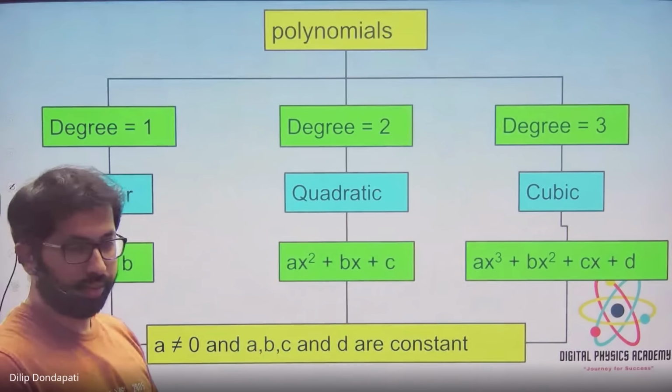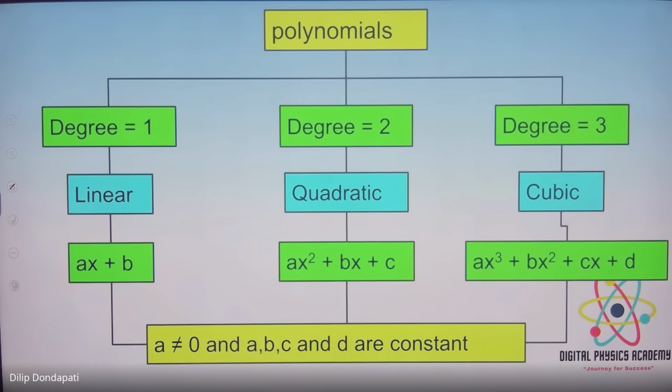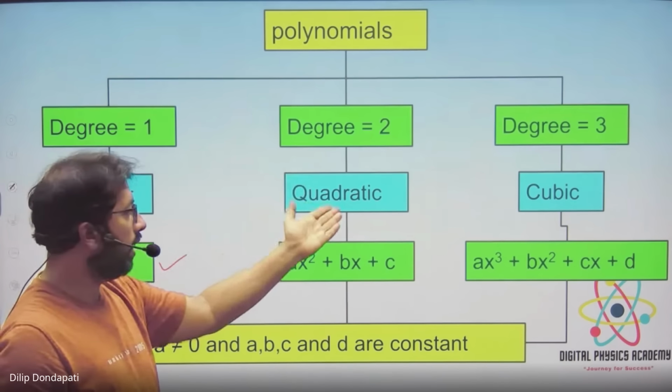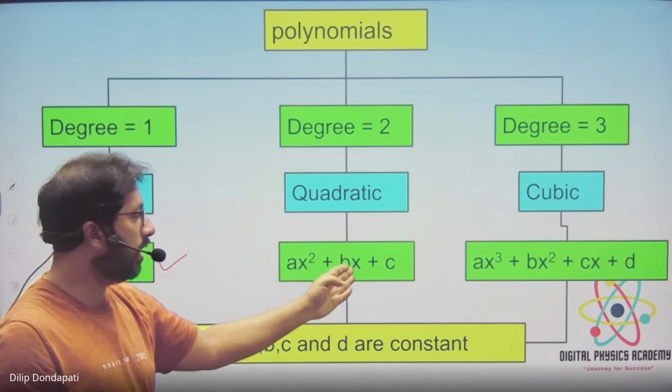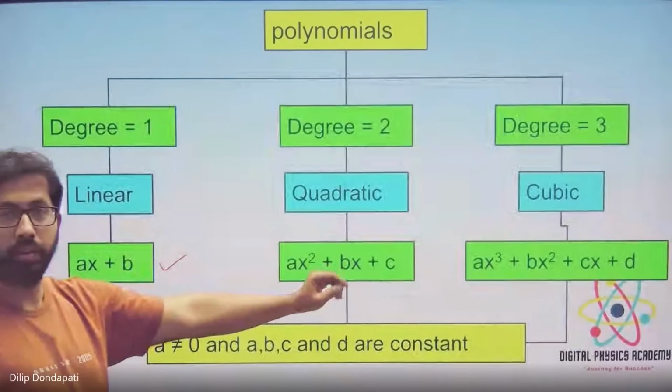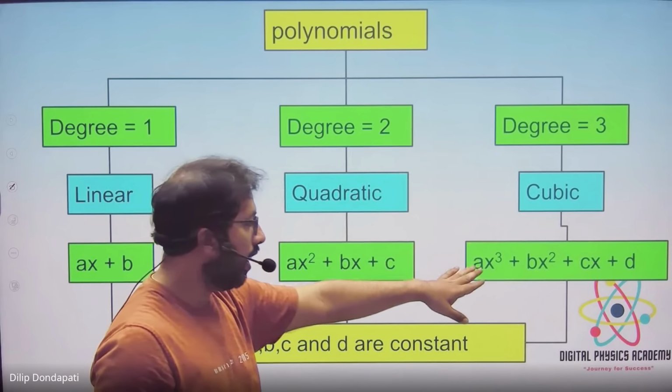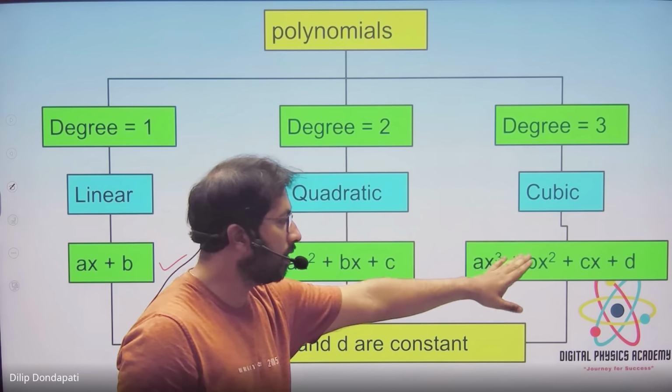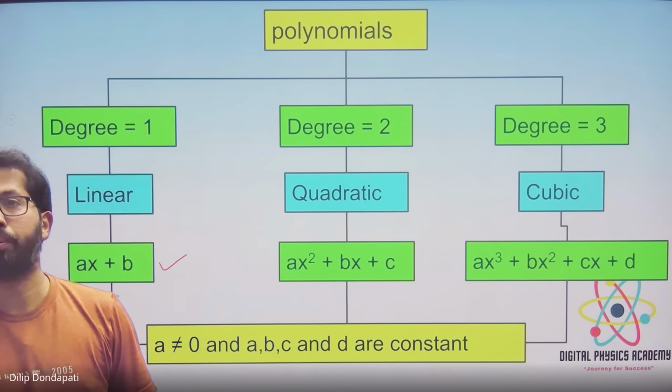Yeah, good evening, Manya. Polynomials we started. In polynomials, degree 1 we call linear, and the general form you know: ax plus b. We have done linear equations, right? This is the one, ax plus b. Okay, and degree 2, quadratic: ax square plus bx plus c. And similarly degree 3: ax cube plus bx square plus cx plus d is a cubic polynomial.